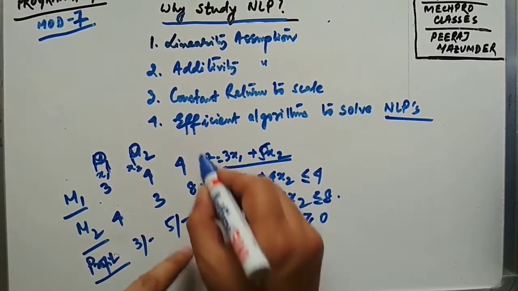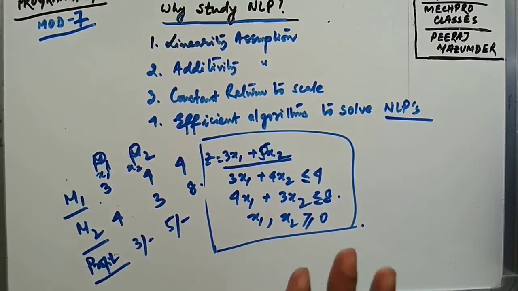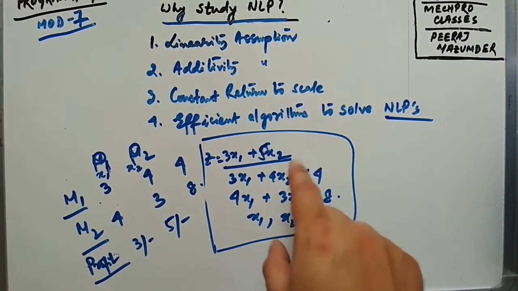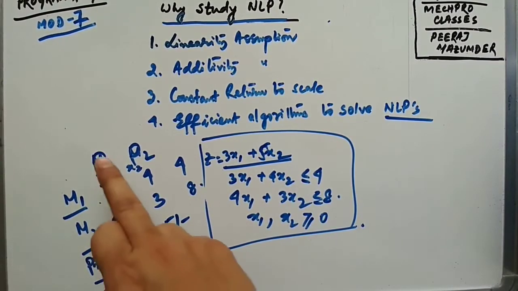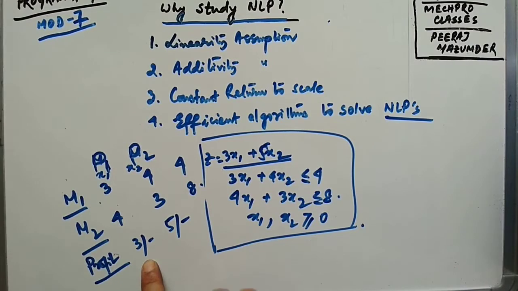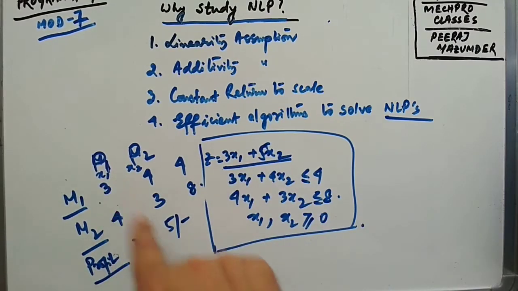This is the formulation or structure of a given LPP problem, a random example I have taken. Now let us speak about this particular profit. This profit tells you that if we manufacture a single unit of P1, we have a profit of 3 rupees, and if we manufacture a single unit of P2, we have a profit of, say, 5 rupees. Now the total profit we simply add, that is 3x1 plus 5x2.